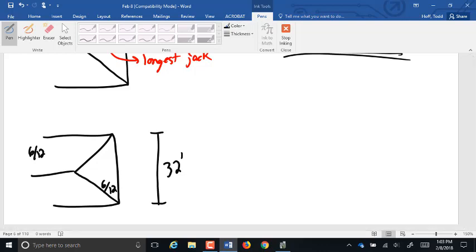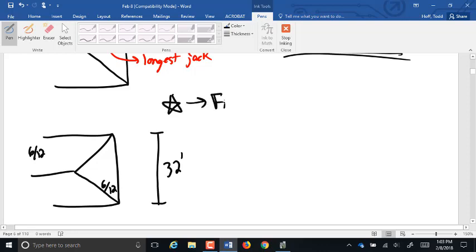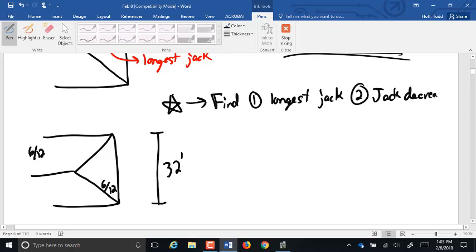What I want to find, my goal here, is to find two things. One, the longest jack, and two, something called the jack rafter decrease. I'm just going to call it the jack decrease. The decrease from one jack to the next is the same. So once you know that decrease, you can just keep subtracting it from the longest jack, and you can get all your lengths.